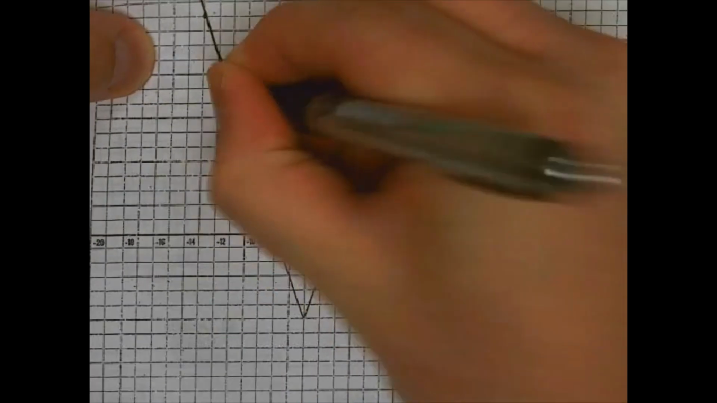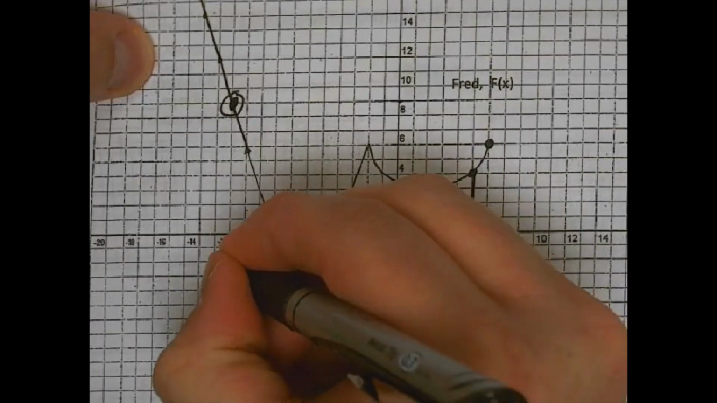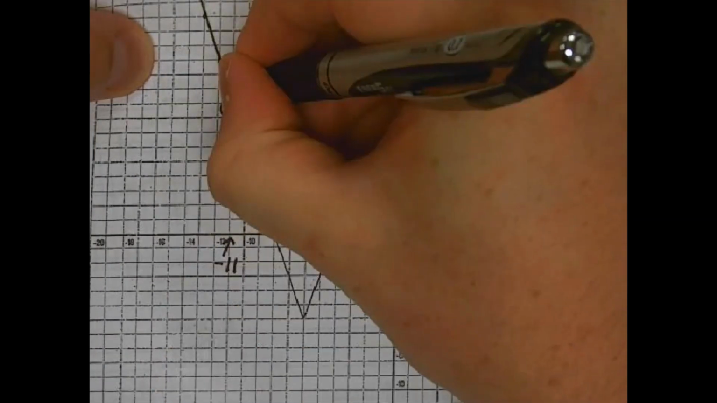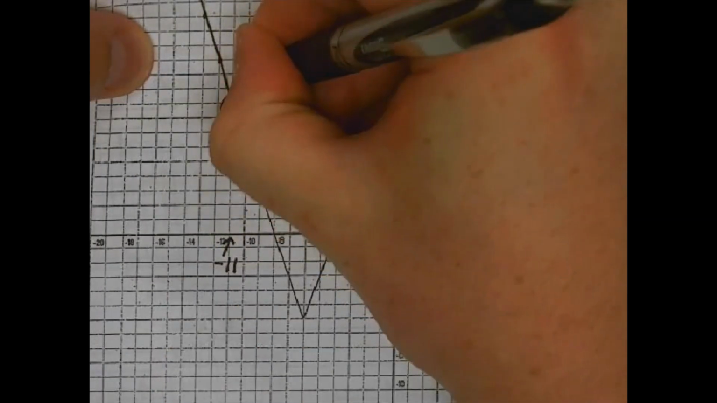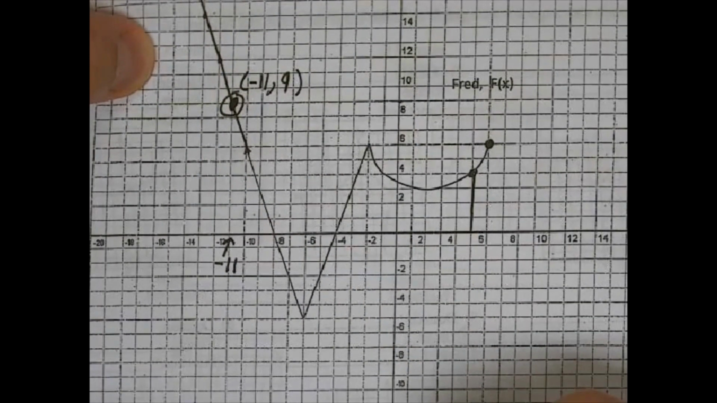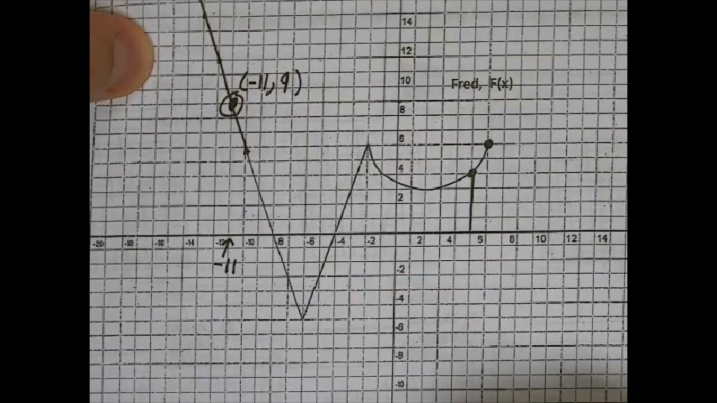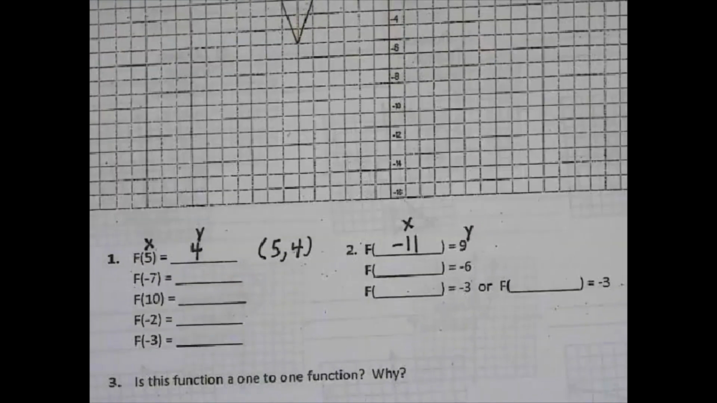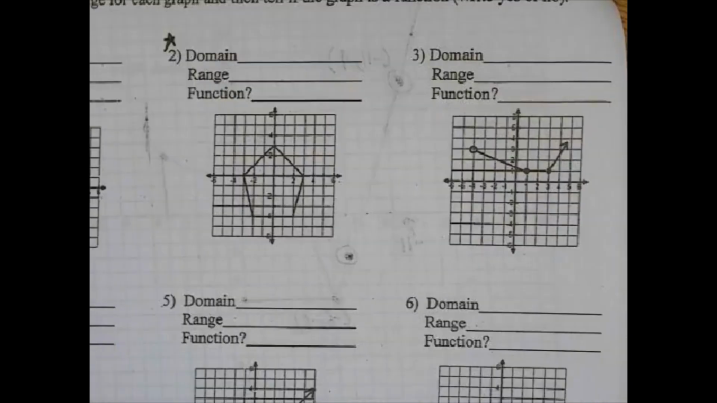And when x is negative 11, it'll actually hit a height of 9. So negative 11 maps to a height of 9. So my answer for my x value here at the bottom is 11.